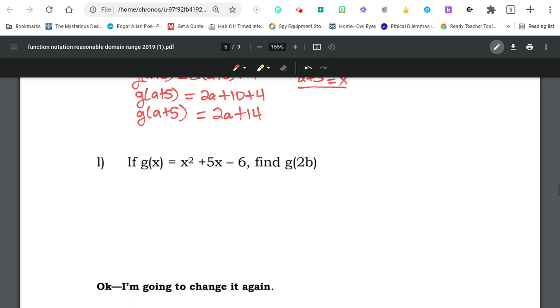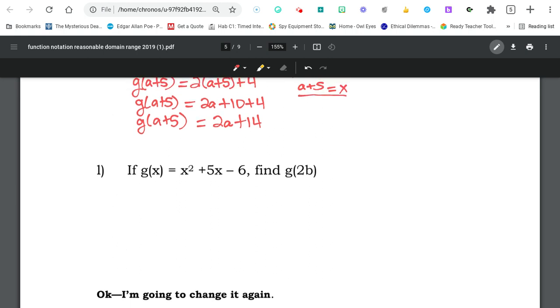All right, let's try this next one. Look at L. We have if g of x is equal to x squared plus 5x minus 6, find g of 2b. Now my domain is 2b. So 2b is what I put in for x. So I put it here, here, and here. Each one of those x's will be replaced with 2b.